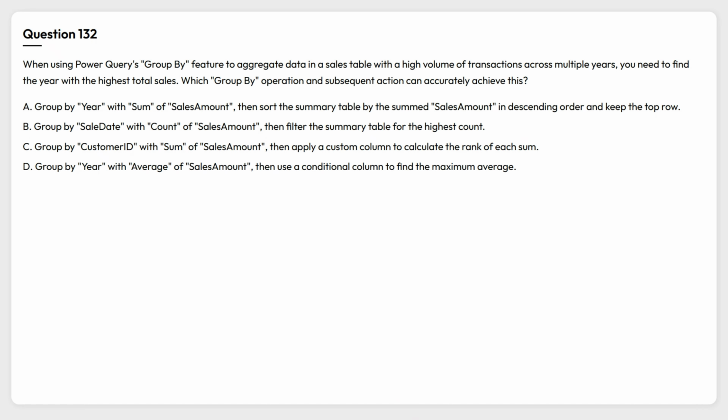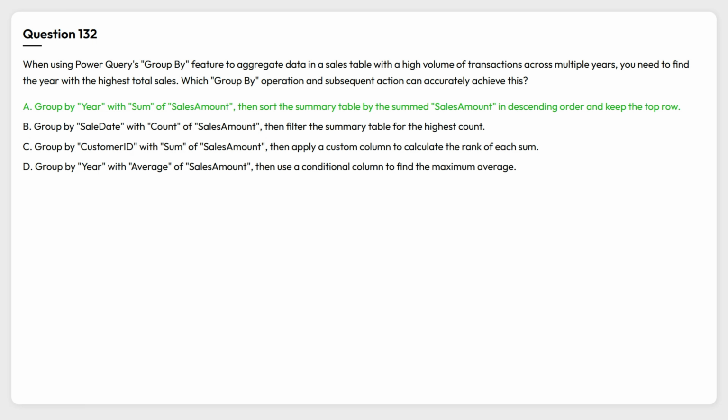Option B. Group by sale date with count of sales amount. Then filter the summary table for the highest count. Option C. Group by customer ID with sum of sales amount. Then apply a custom column to calculate the rank of each sum. Option D. Group by year with average of sales amount. Then use a conditional column to find the maximum average.